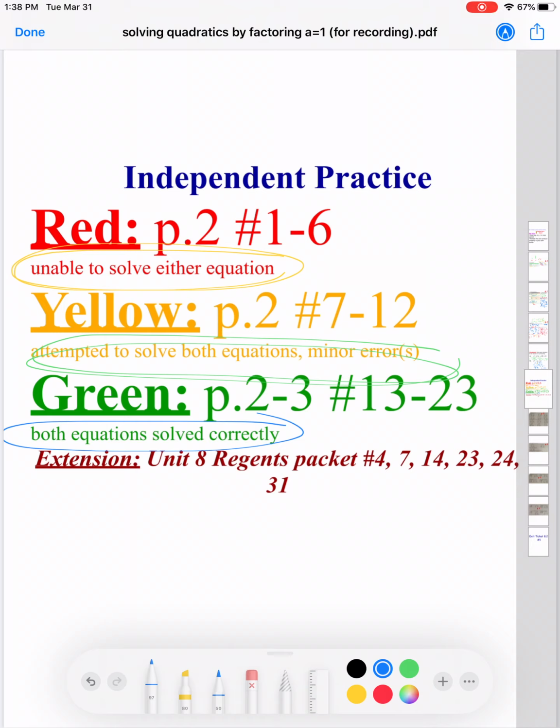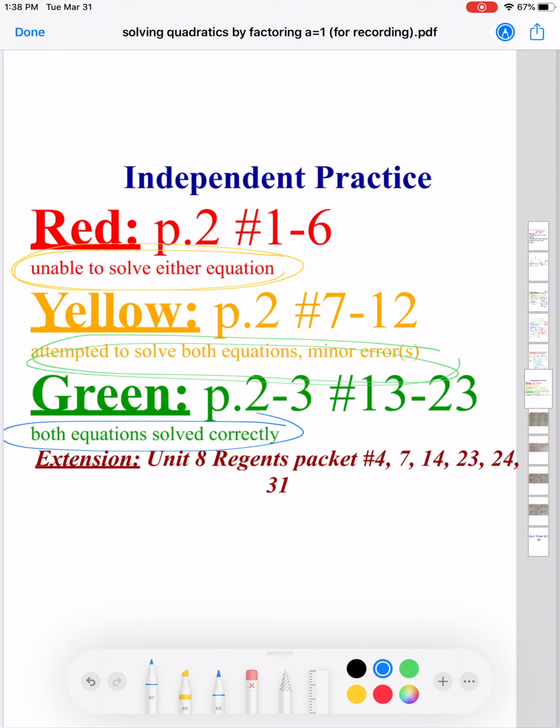Just to be clear, in order to get your classwork participation credit for doing this lesson, we need to see you getting through at least 2 groups worth of practice. So if you were in red, we'd like to see you doing red and yellow. If you were in yellow, we'd like to see you doing yellow and green. And if you were in green, we'd like to see you doing all of the green and getting to those extension questions.